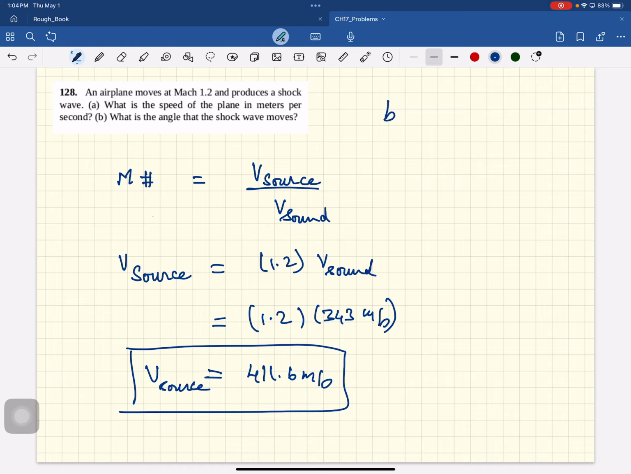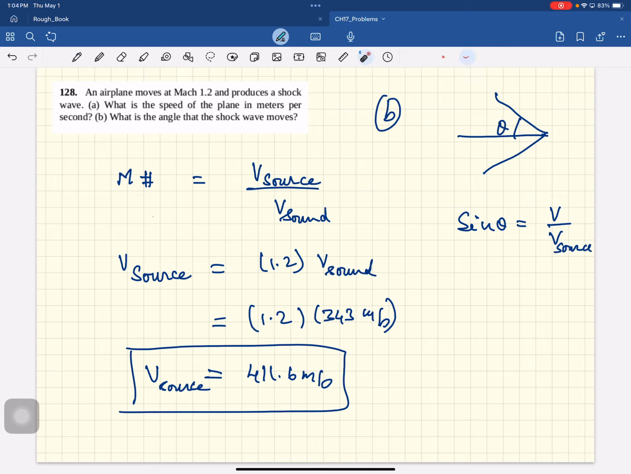What is the shock angle? Okay, so there's the shock wave, and there's the shock angle. Sine theta is V over V source. This has a solution when the speed of the source is greater than the speed of sound.